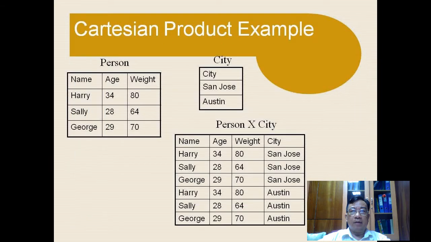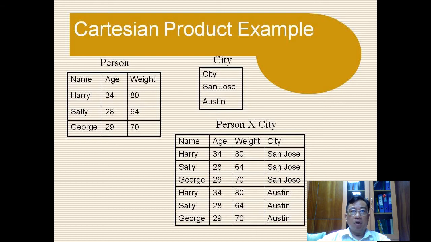And here is an example of Cartesian product. You have two relations. The first relation is a person relation, and the second relation is a city. When you want to make a Cartesian product, you use the cross symbol. Here you see person cross city. And the result table will have 4 attributes: 3 attributes from person, name, age, weight, and 1 attribute from the city relation, the city attribute. And here is the concatenation of every tuple of relation person with every tuple of relation city.